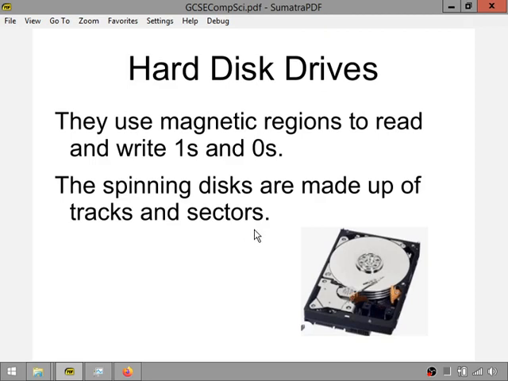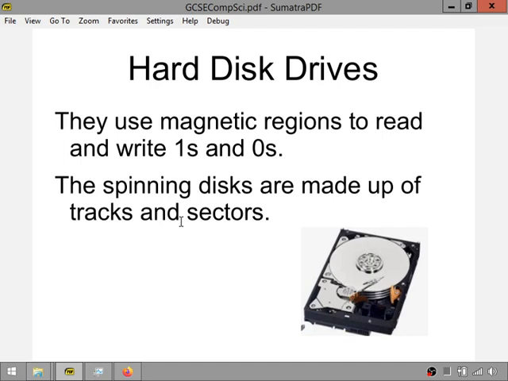Okay, so now I'm going to talk about those individual pieces of secondary storage in more detail. So I'll start off by talking about hard drives. The way hard drives work, and this is an example of a hard drive with the case ripped off it, underneath there you can actually see there are spinning disks inside a hard drive. That's why it's called a hard disk drive, because there are actually disks inside it. They work by using magnets in short. So they use little magnetic regions to read and write ones and zeros to the disk.